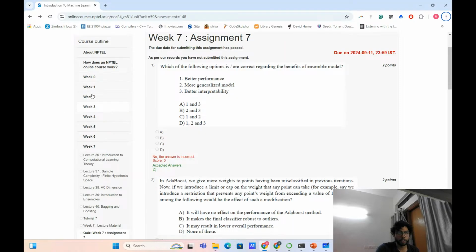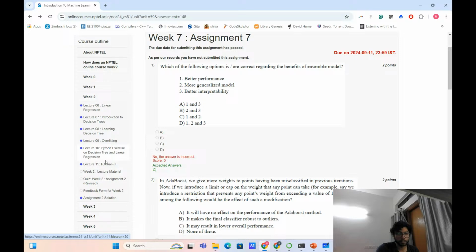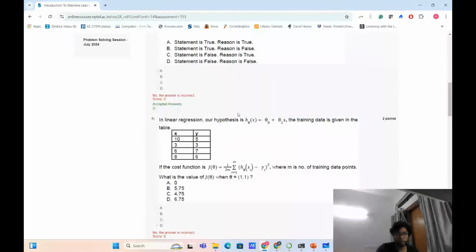Okay. Question 4 in week 2. Our hypothesis is this. The training data is given in the table. The cost function is this. What is the value of J theta when theta equals 1 1? So theta equals 1 1 means theta 1 is 1. What is the value of the cost function? So 1 divided by 2m. m is the number of samples. Here you have 4 samples. And then you have to find theta naught plus theta 1 x.